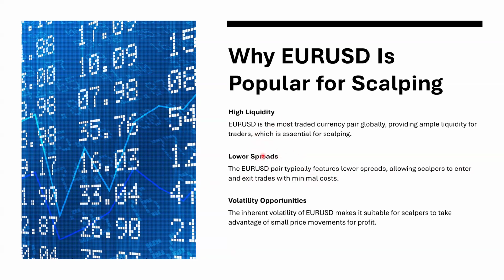I don't want to belabor this too much. If you are already watching this video, I believe that you have ideas of what forex trading is, what pips, spread, and all these things are. We are just discussing the risk management involved in scalping. So then, volatility opportunities: the inherent volatility of Euro USD makes it suitable for scalpers to take advantage of small price movements. Not that you can't scalp with other pairs, but Euro USD is the popular one because of all these advantages that we listed there. It has high liquidity, lower spread, and volatility opportunities.